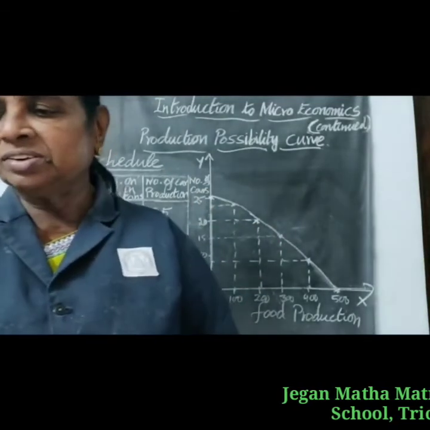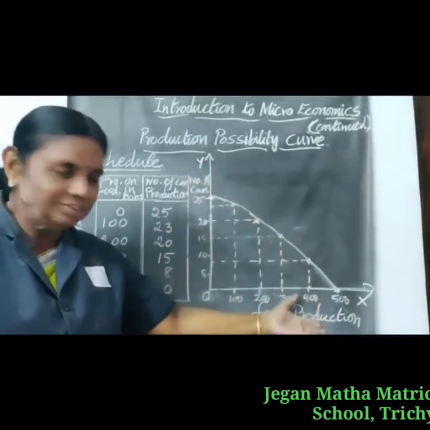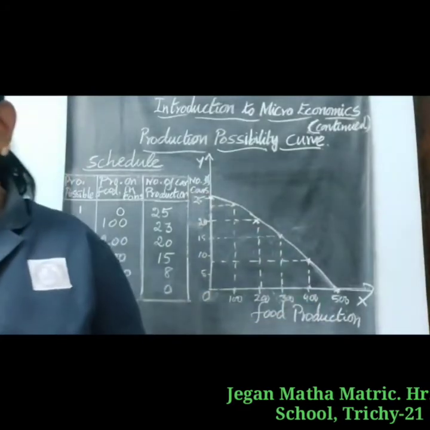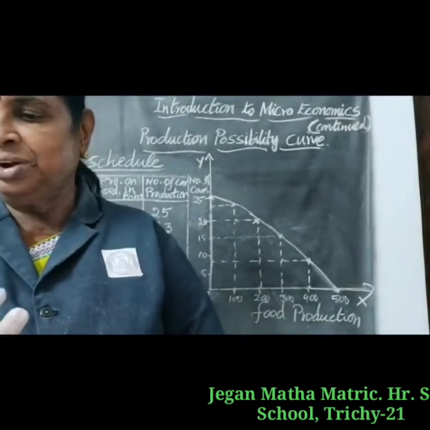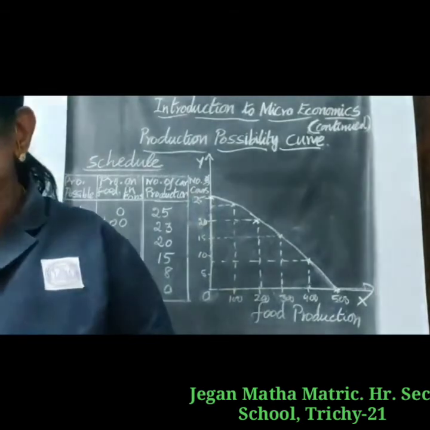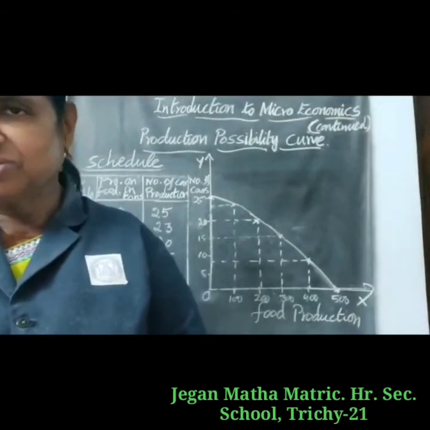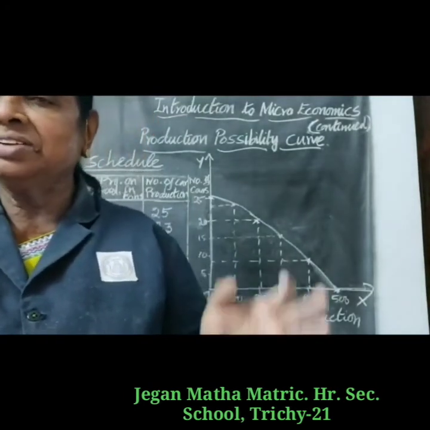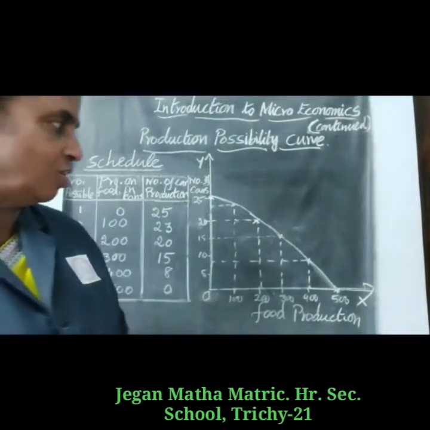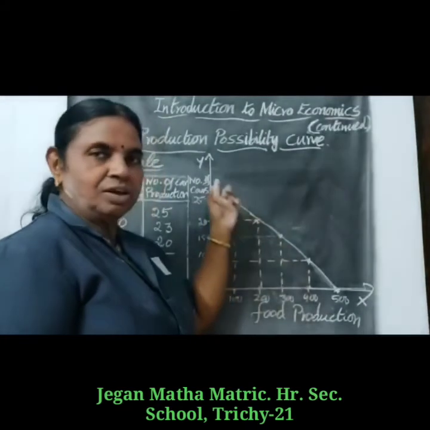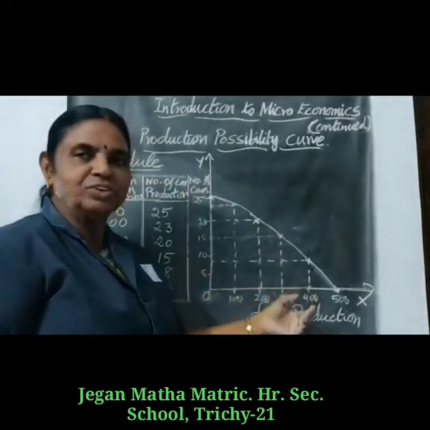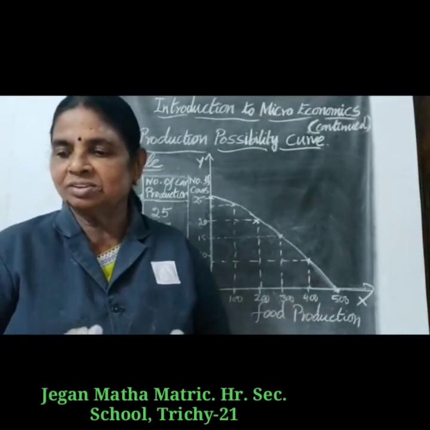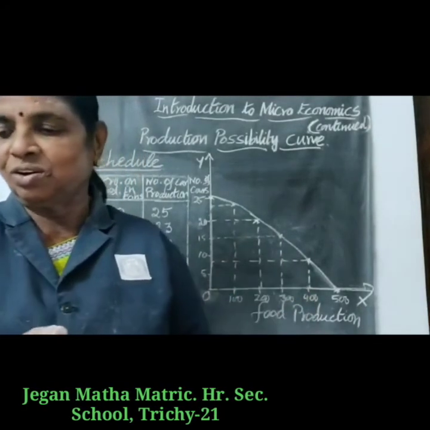The PPC shifts upward and downward. The PPC shifts upward and downward. That actually is due to the change in the supply of productive resources and the change in the state of technology. This shift of PPC upward and downward is due to the change in the supply of resources and also the change in the state of technology.